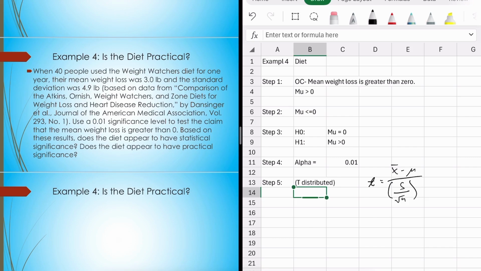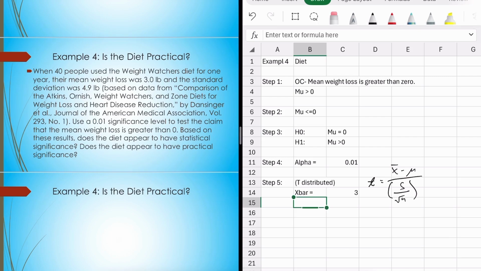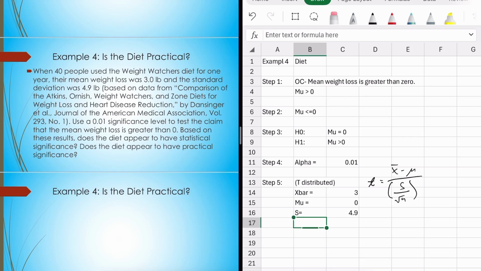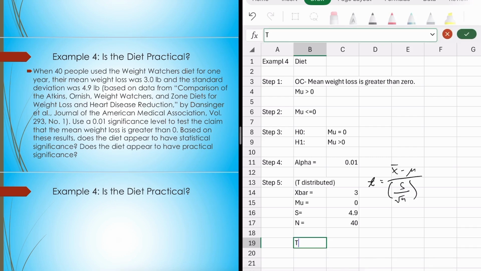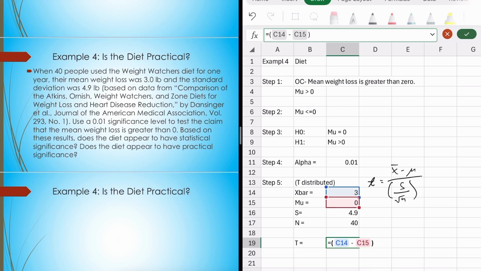Let's do this. I need x bar. Their mean weight loss was 3 pounds. Do I need to make that negative? The original claim is about loss. That's going to be 3. Now I need mu. Mu equals 0. The standard deviation is 4.9 pounds. And n equals 40. Now t equals x bar minus mu, which is 0, divided by s, divided by square root n.